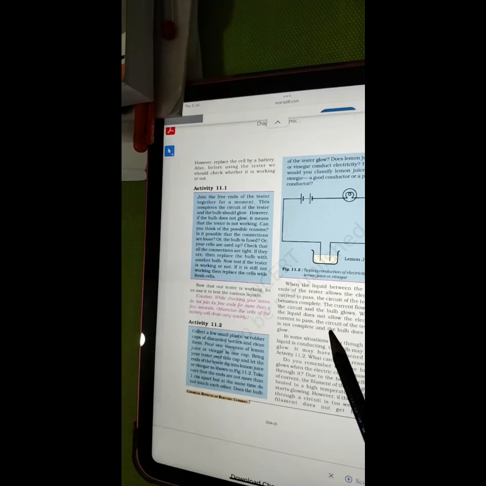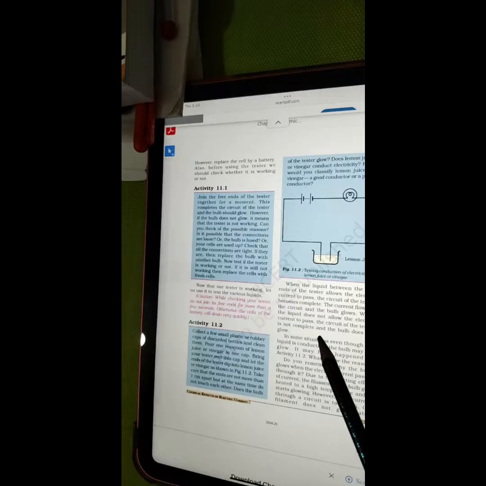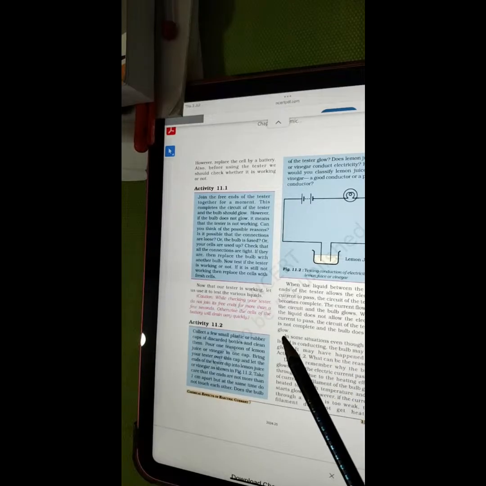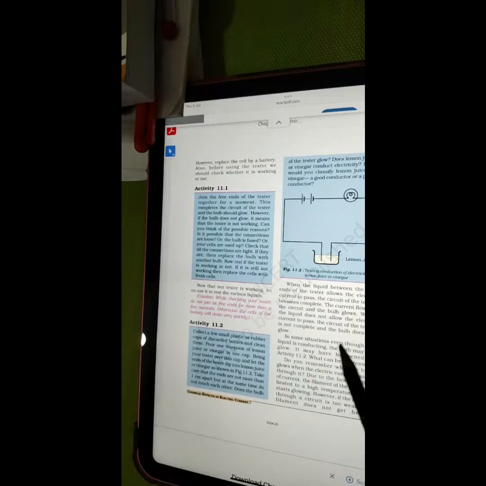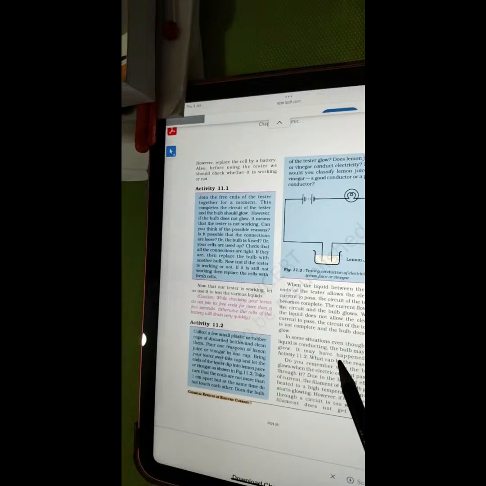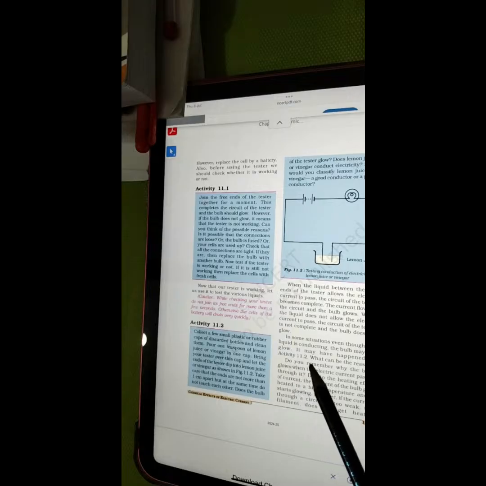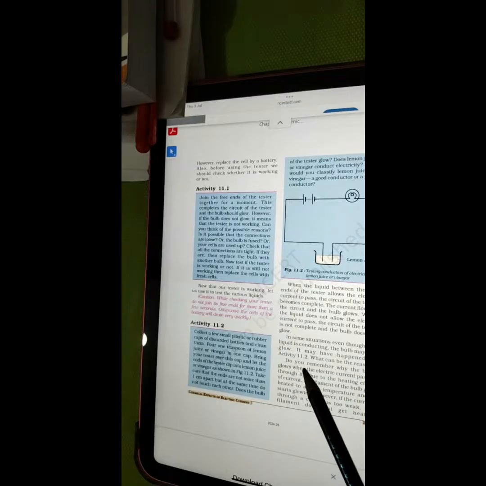When the liquid does not allow the electric current to pass, the circuit of the tester is not complete and the bulb does not glow. In some situations, even though the liquid is conducting, the bulb may not glow. It may have happened in activity 11.2. What can be the reason?